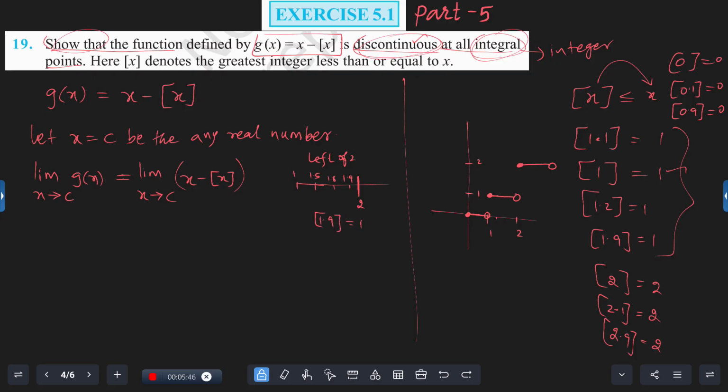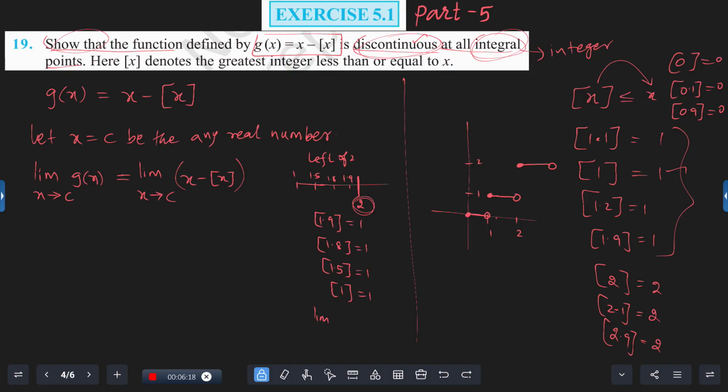1.9, if I am taking the greatest integer, 1. 1.8, greatest integer, 1. 1.5, greatest integer, again 1. So it will be 1. This is all left of 2. On the left side, whatever number you use for a limit, I used 2 here. If you take a number left of 2, the greatest integer is 1 less than it. That is my answer.